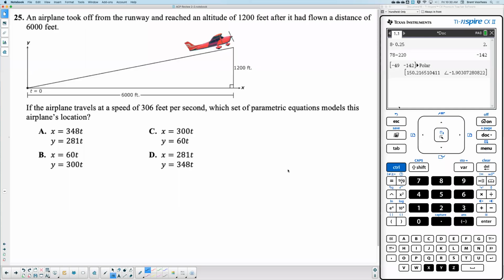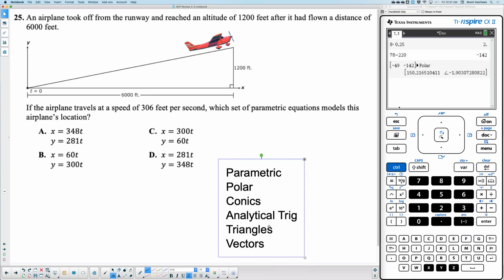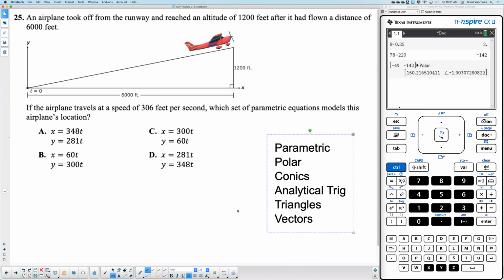Number 25, an airplane took off from the runway and reached an altitude of 1,200 feet after it had flown a distance of 6,000 feet. If the airplane travels at a speed of 306 feet per second, which set of parametric equations model this airplane's rotation? All right, there are two different ways you could solve this problem.